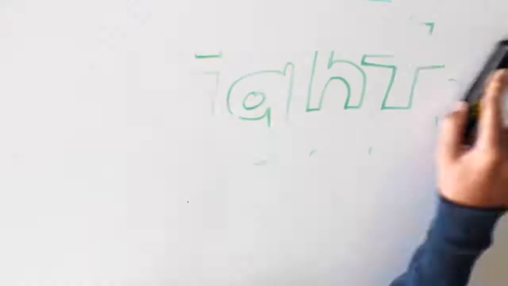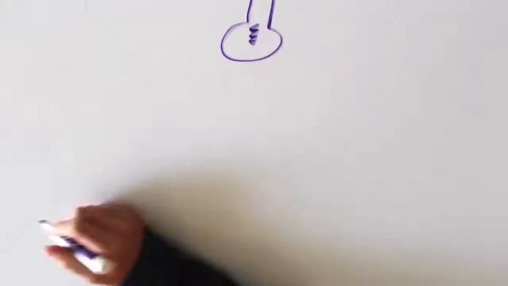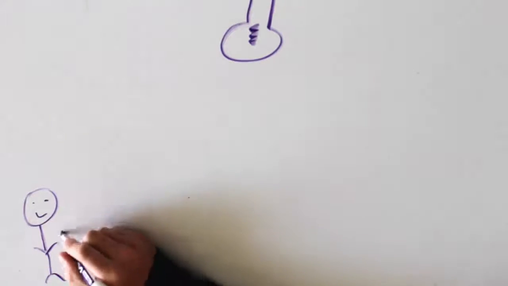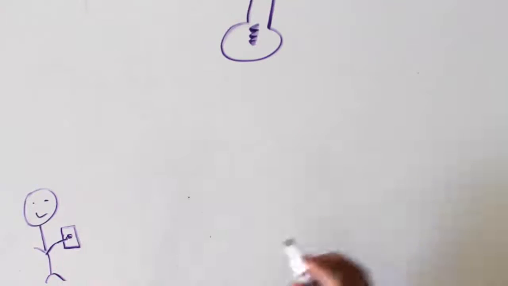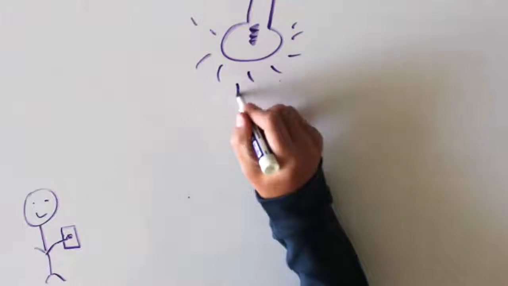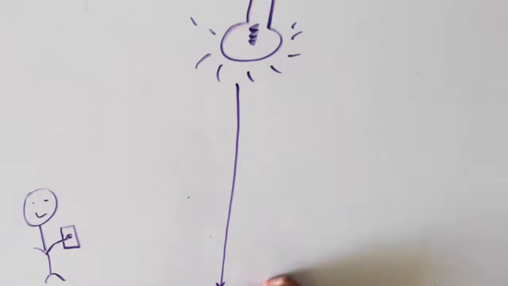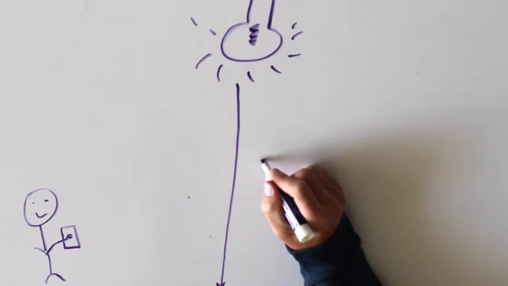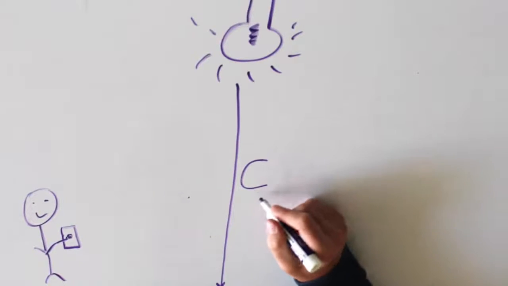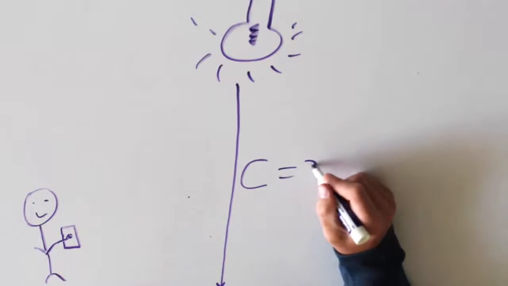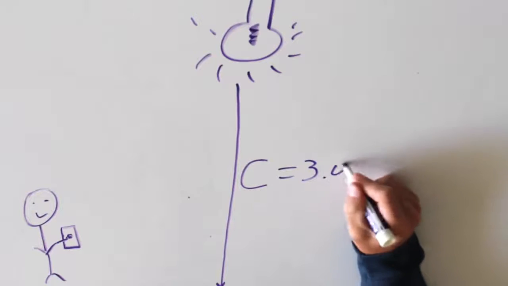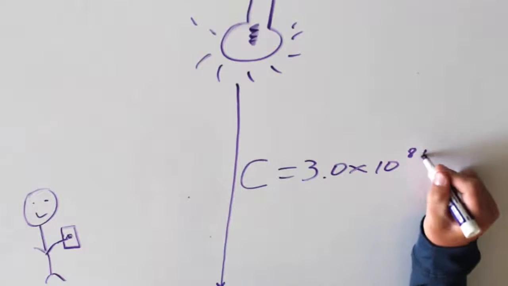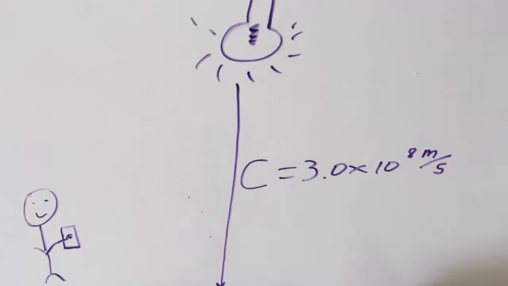Let's check it out. Imagine you're in a room with a light bulb and you flip that light bulb on. The light that it produces can't immediately get from the ceiling to the floor. Nothing can immediately travel from place to place. It needs to take a certain time, so it needs to go at a certain speed. That speed is called c. So c is the speed the light travels at, and c in a vacuum is equal to 3 times 10 to the 8th meters per second. So light travels really fast, but not instantaneously.